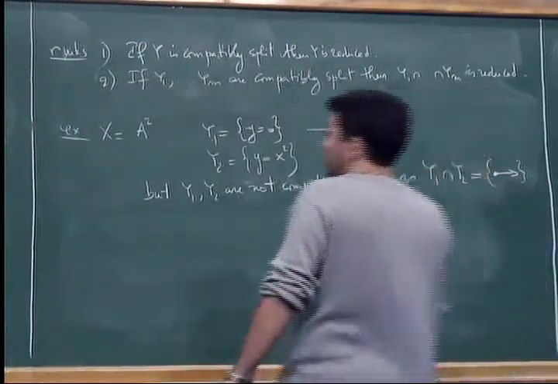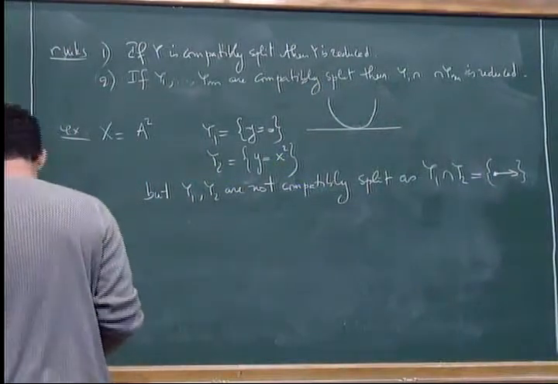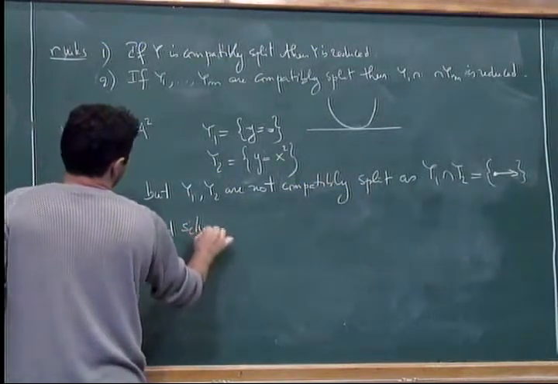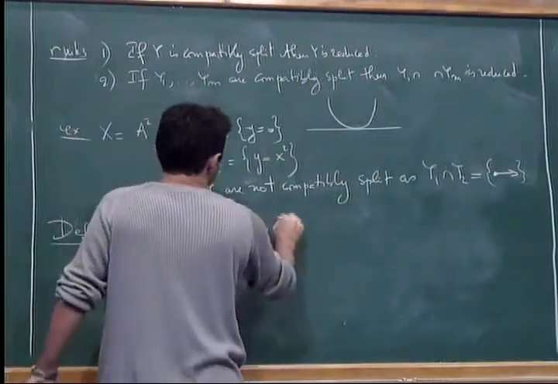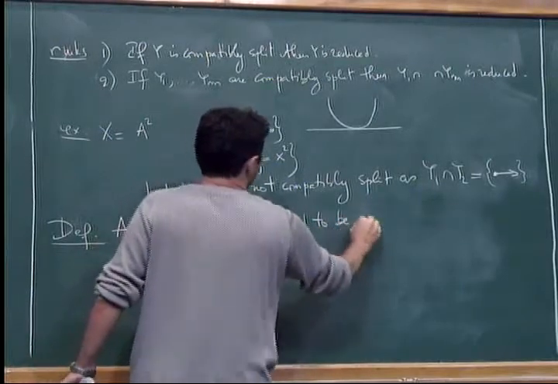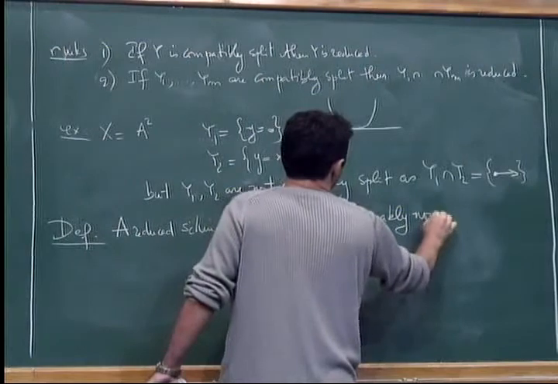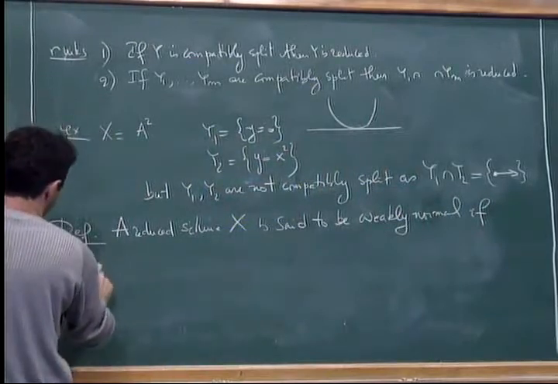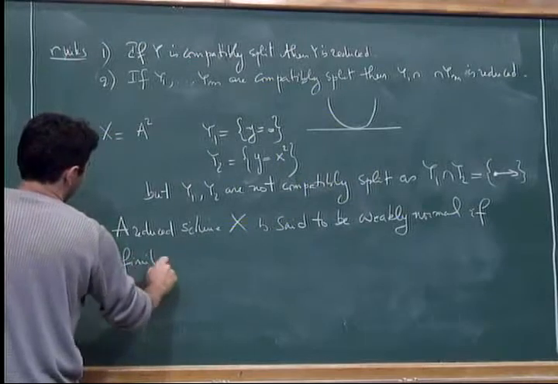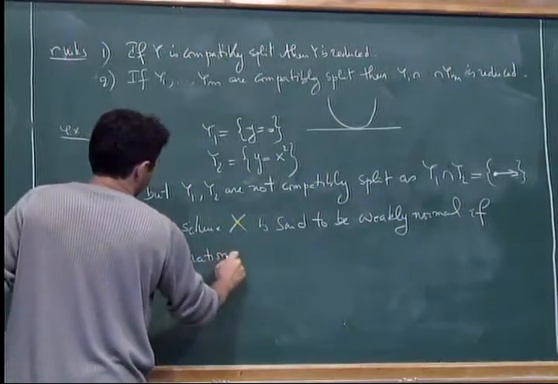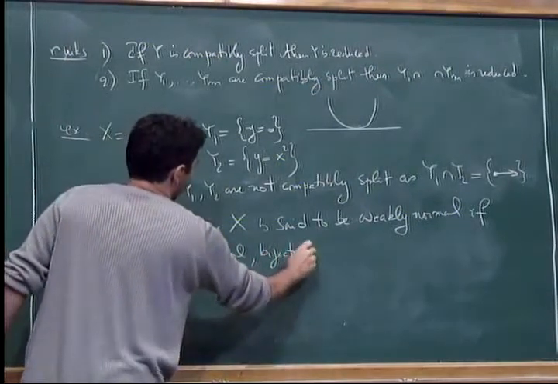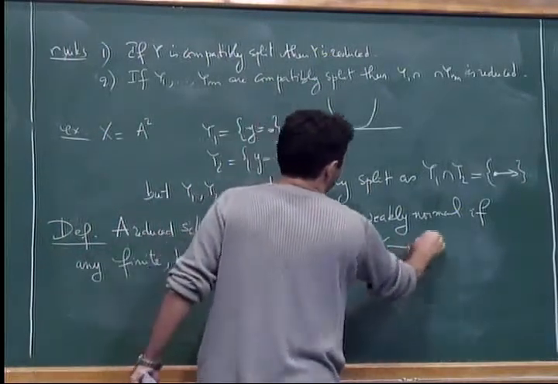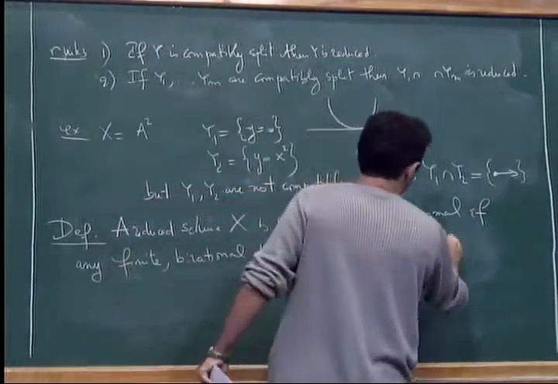Okay, so now I need a definition. A reduced scheme X is said to be weakly normal if any finite, birational, bijective morphism from some scheme Y to X is an isomorphism.